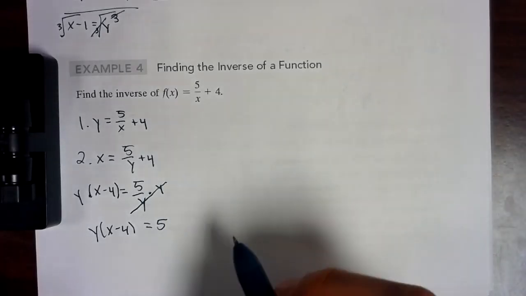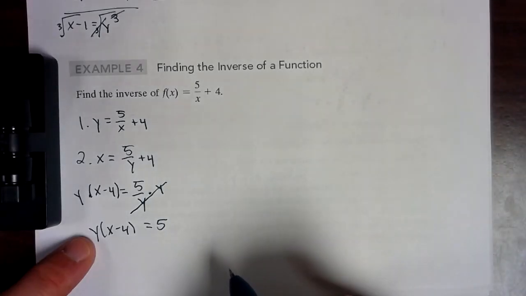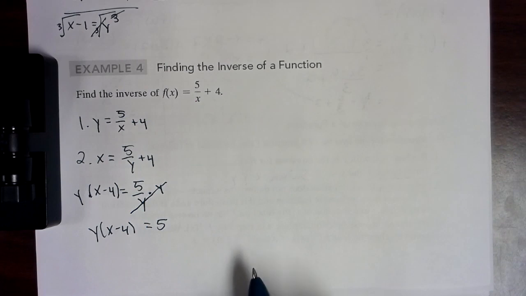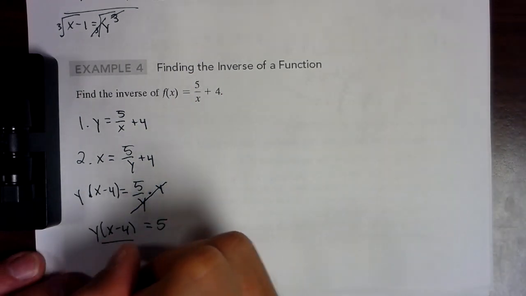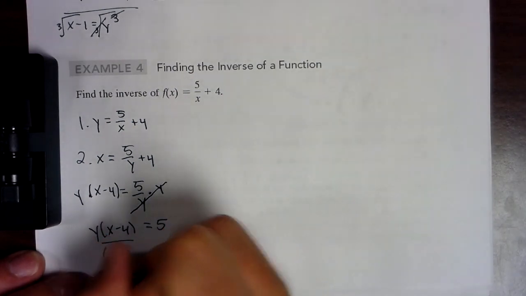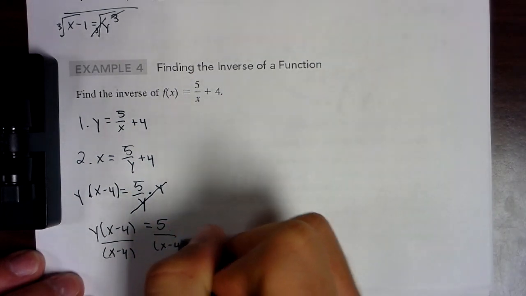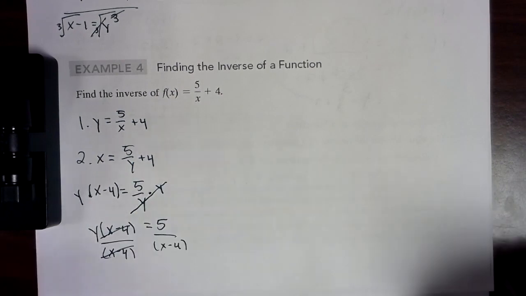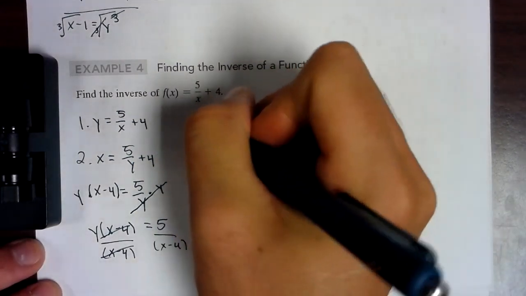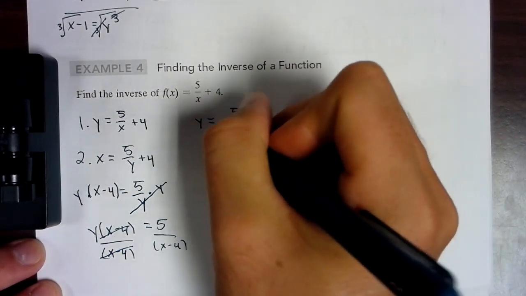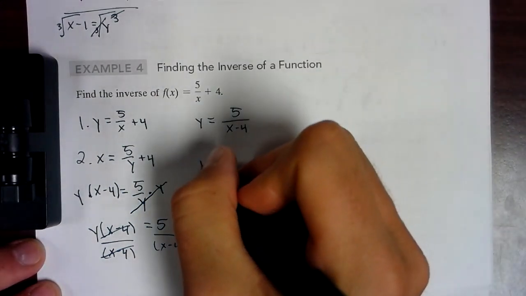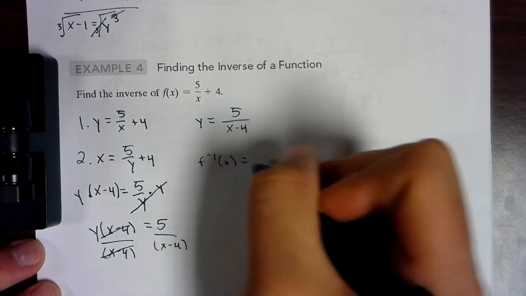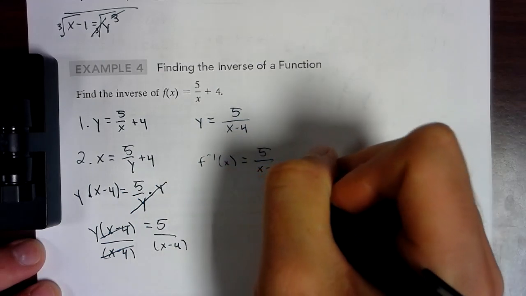And so now I'm like, okay, I got rid of the fraction, but I have y and then parentheses x minus 4. Remember that there's multiplication here. This is y times x minus 4. So to get y by itself, I can undo the multiplying by x minus 4 by dividing by x minus 4. Right? Anything divided by itself equals 1, so they divide out. And we get y equals 5 divided by x minus 4. I'm writing in the correct notation. We have found the inverse.